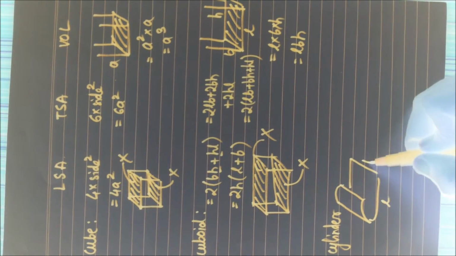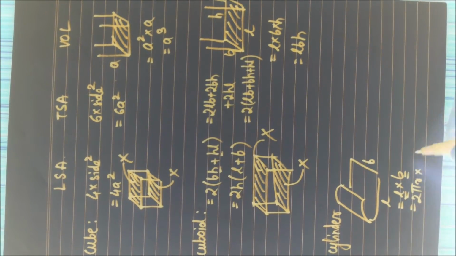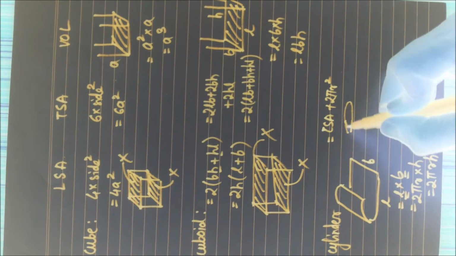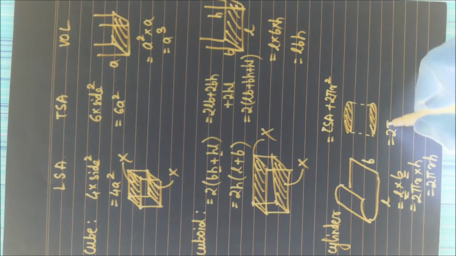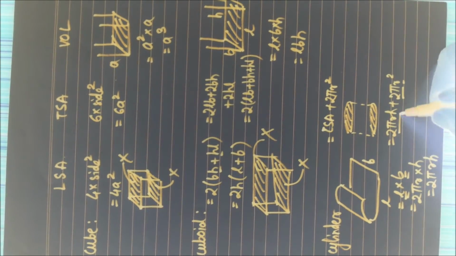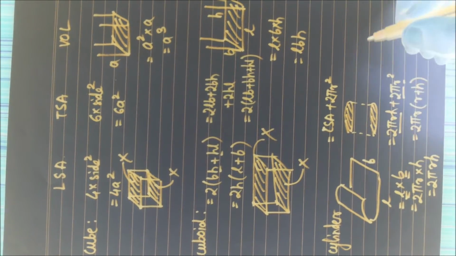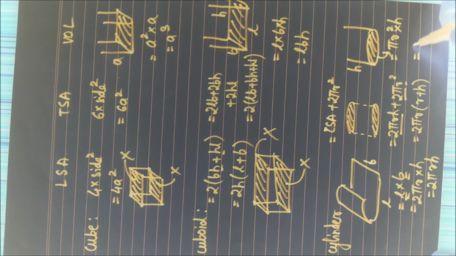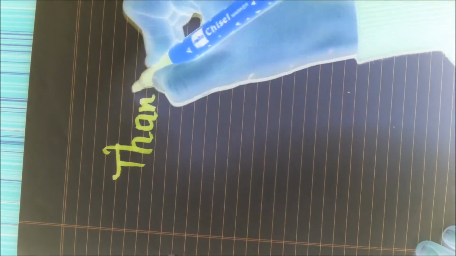The curved surface area of a cylinder. CSA of a cylinder is 2 pi r h. 2 pi r is the length and h is the breadth of the rectangle that we took. TSA includes the CSA as well as the top and the bottom portion, that is pi r square plus pi r square. This gives us 2 pi r (r plus h). Volume of the cylinder is pi r square, that is the base area, into the height, that is h. So volume is pi r square h.